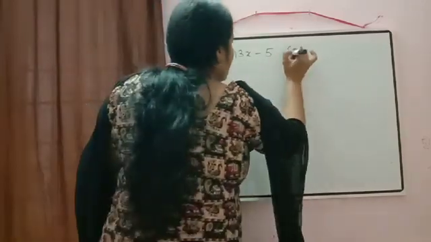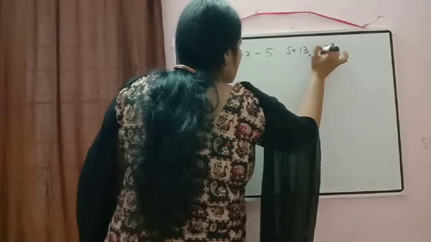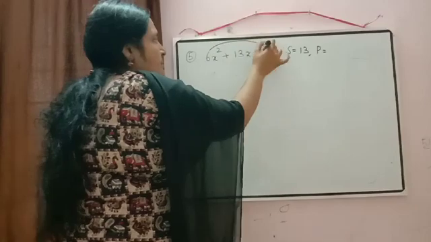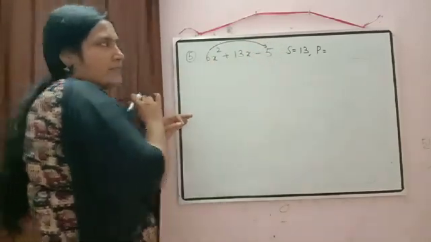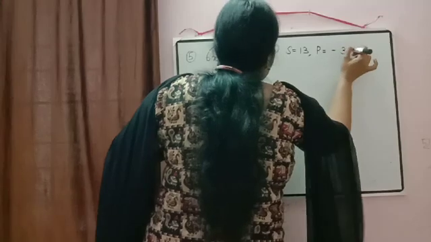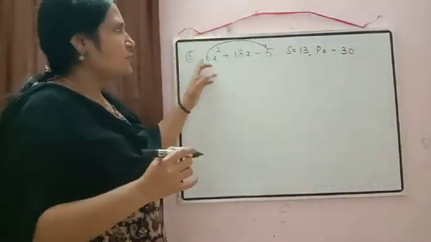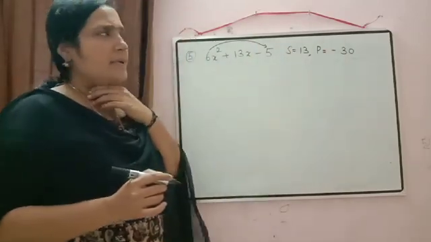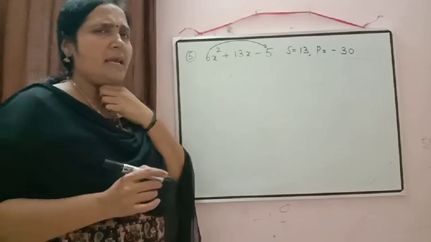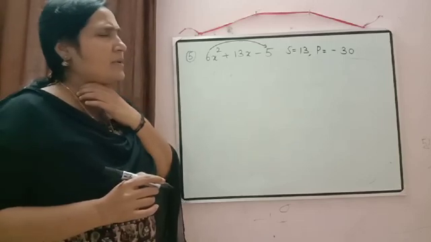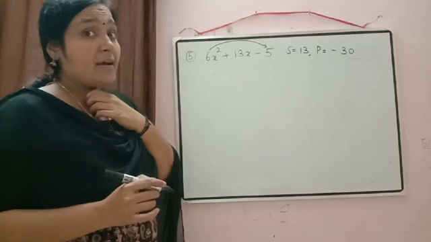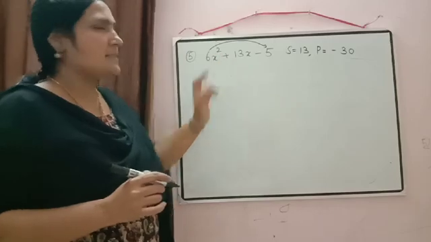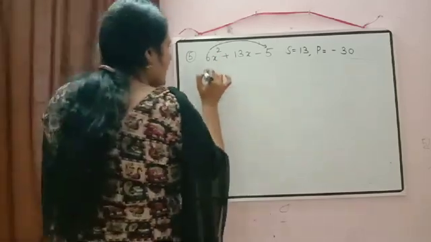But we need two numbers whose sum should be equal to 13. And what should be the product? Yes, the product should be equal to 6 into minus 5, which will be equal to minus 30. So the sum should be equal to 13 and the product should be equal to minus 30. Product is negative means one number should be negative. Which numbers can you find? Yes, 15 and 2. Which one will be positive? 15 will be positive because our sum is positive. So we will rewrite in this way.